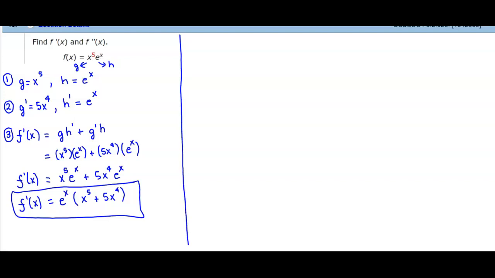Looking at the first derivative by rewriting it up here, this is the first derivative, which is e to the x times x to the fifth plus 5x to the fourth. Now we're going to use the product rule again. So what we're going to do is call this, let's say, s, and then we're going to call this t.